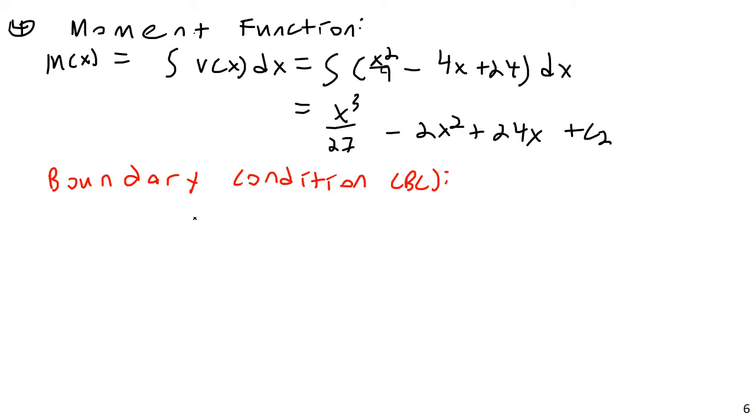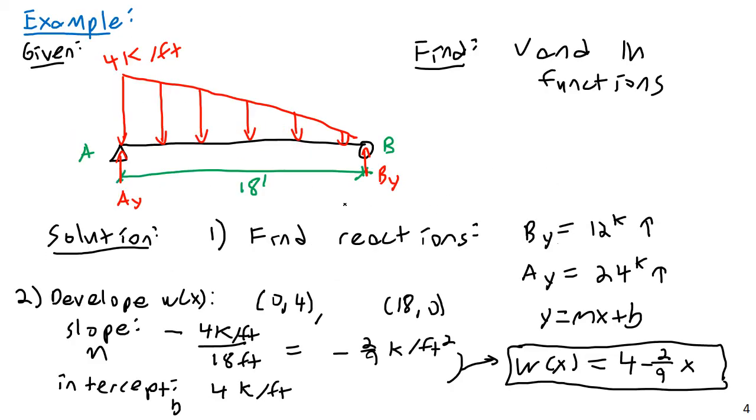We know that the boundary condition, backing up, if you have a pin or a roller support at the end of a beam, we know that the moment there is going to be equal to zero. So if you have a pin or a roller at the end of the beam, we know that moment there is going to be equal to zero.